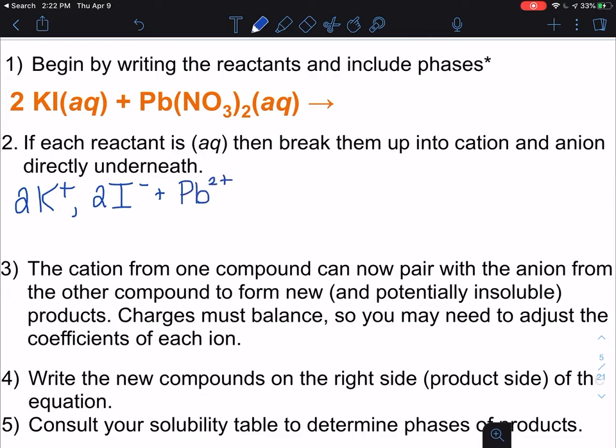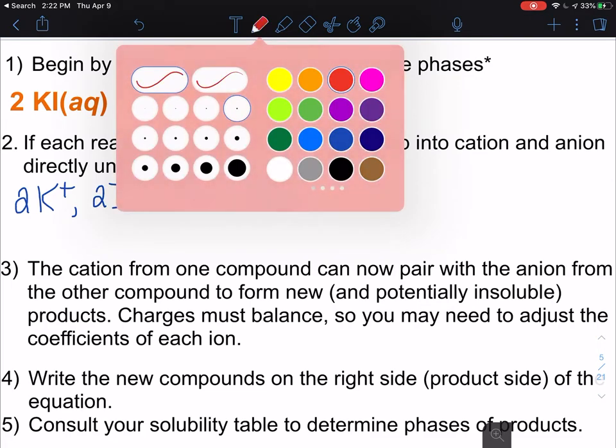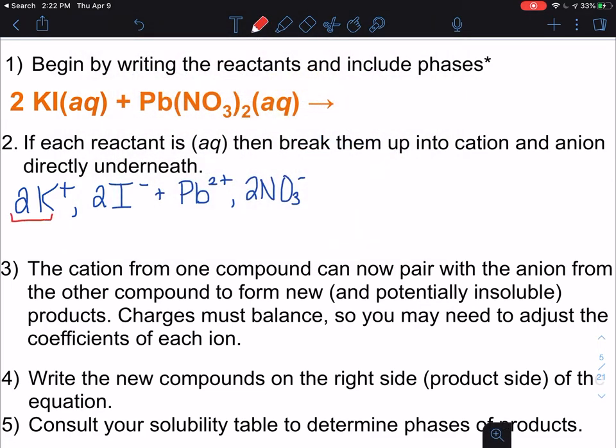Now lead is a 2+, and we know it's a 2+ because we have 2 nitrate anions that are both 1-. Okay, so now that we have everybody broken up, we know that even though they're broken up, these two were part of the original compound, and these two were the original compound. Then we can essentially swap partners. Where potassium was originally bound to this iodide, now it's going to be bound to this nitrate. And it looks like there's 2 and 2, so we don't need to do any balancing.